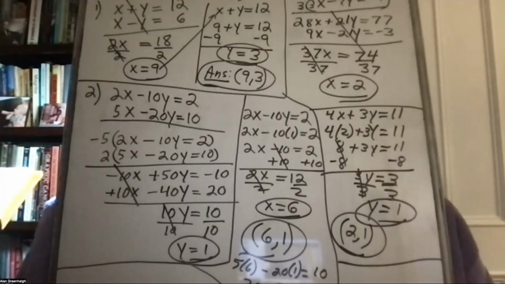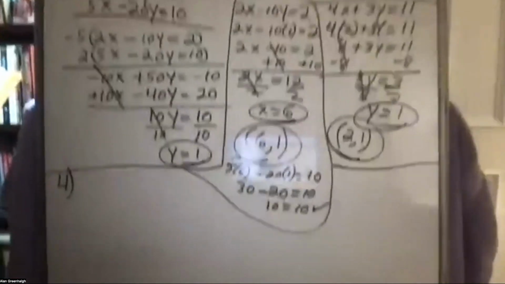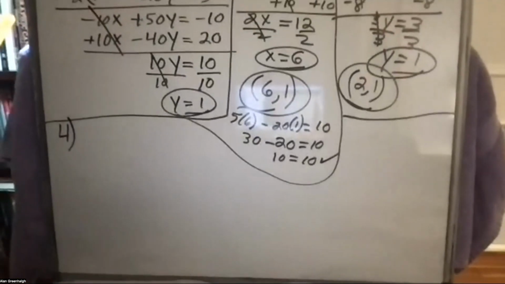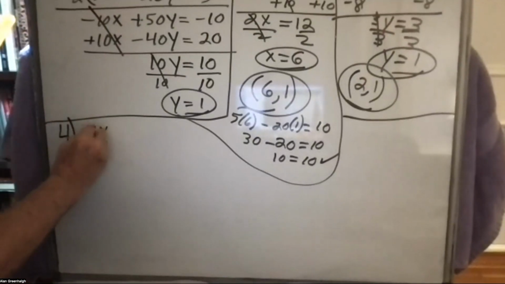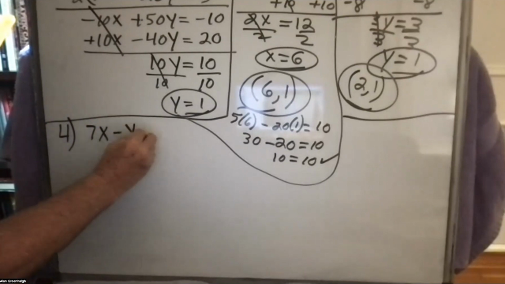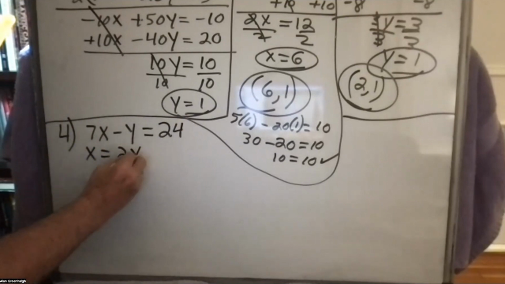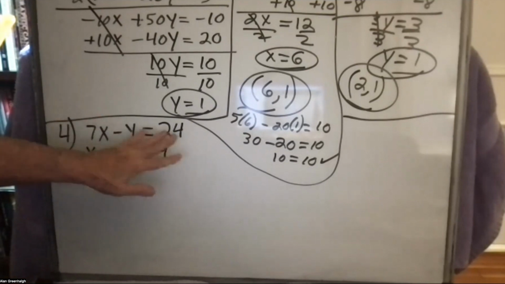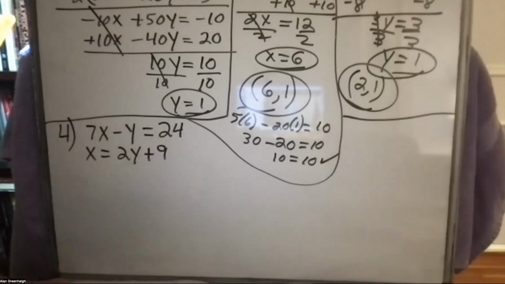Okay, so we don't have much time. So here's problem number 4 down here. So I'm going to move the board down. And this is what we have. 7x minus y equals 24. And then x is equal to 2y plus 9. I'm not going to even ask you to try this because we just don't have enough time. But these are the two equations. I will allow you enough time though to copy it. That's what you should do.